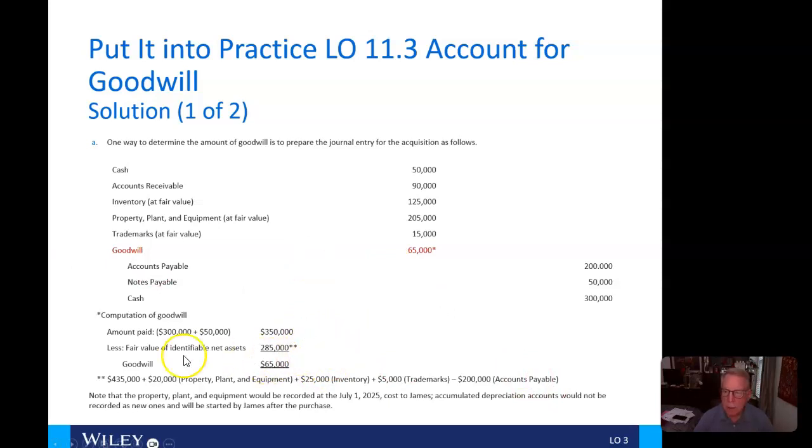And then the fair value of the identifiable assets, $285,000. How we get that is that we take $435,000 plus $20,000 property, plant, and equipment, $25,000 of inventory, $5,000 of trademarks minus the accounts payable. And that gives us our fair value. Pretty easy calculations here, right?